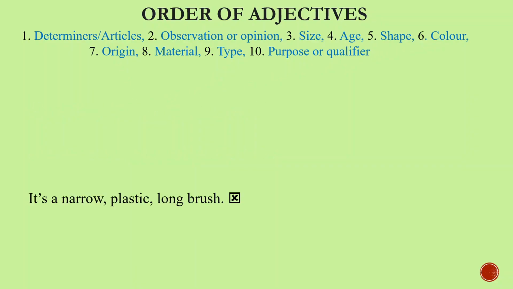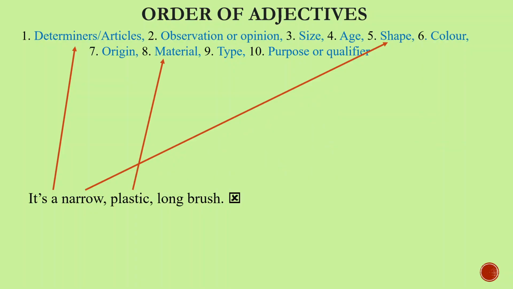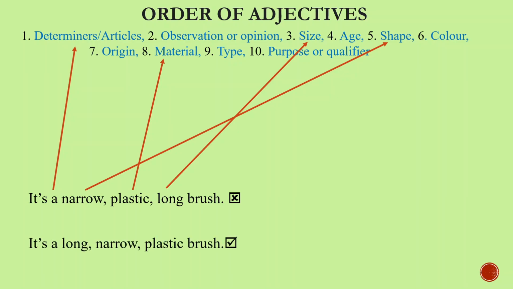Again, look at the next example. It's a narrow, plastic, long brush. Here first comes the article. The next is narrow, which is a shape. Plastic is material, okay. 157, okay. Still the order is good, but the next one is long, an adjective of size. So this is wrong. It should be reordered this way. It's a long, narrow plastic brush. Then the sentence is correct.